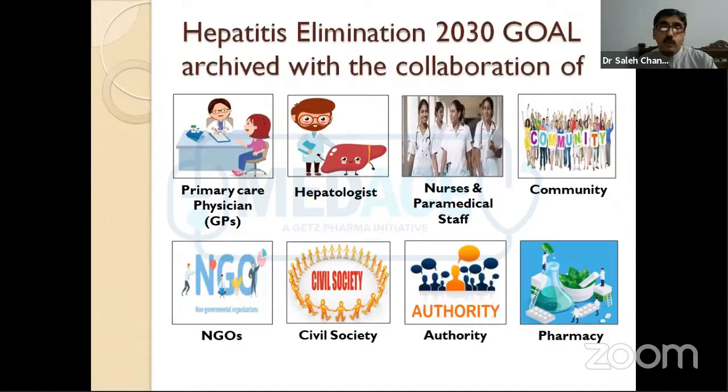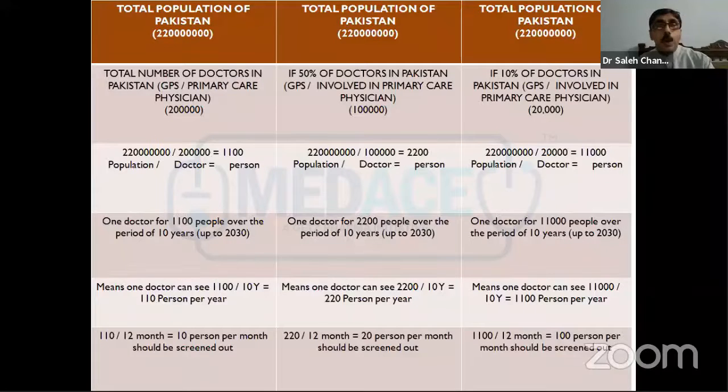Around about 2 lakh. The population is 22 crore. We started in 2020, and our goal is 2030. Over a period of 10 years, each doctor has 1,100 persons, out of which they have to decide, they have to vaccinate, they have to diagnose, they have to educate the population.